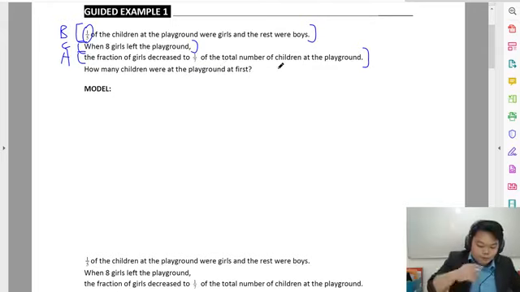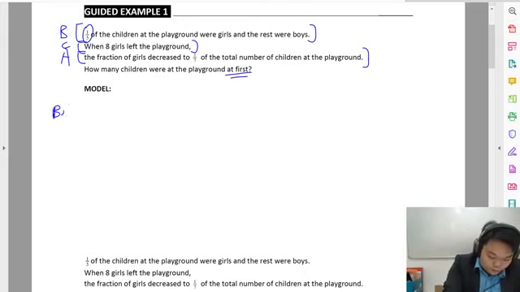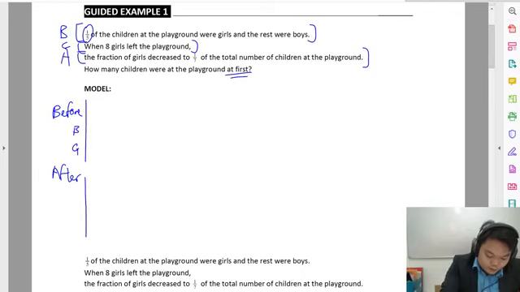Okay, so in order to deal with the model, this is what I would recommend. If you're at P4, this problem will be considered challenging. But if you're at P5 or P6, this will be intermediate or basic. Okay? So what I recommend for the model is you draw a before and an after model. So there is boys over here and there's girls over here. Later on, there will be boys and there will be girls.